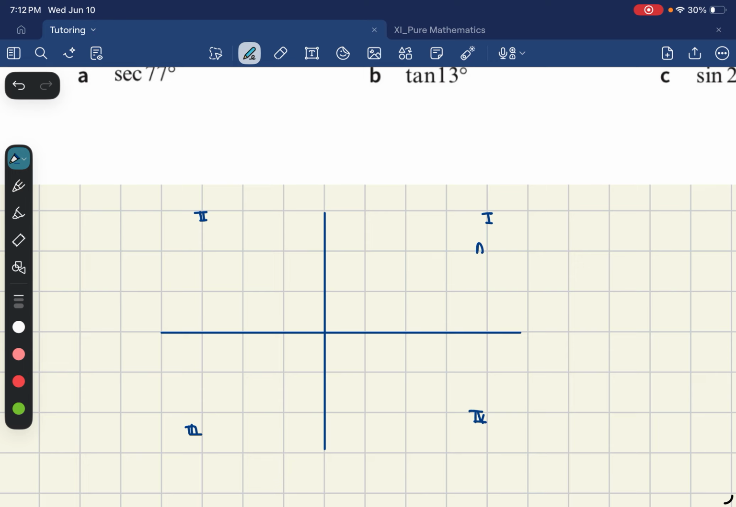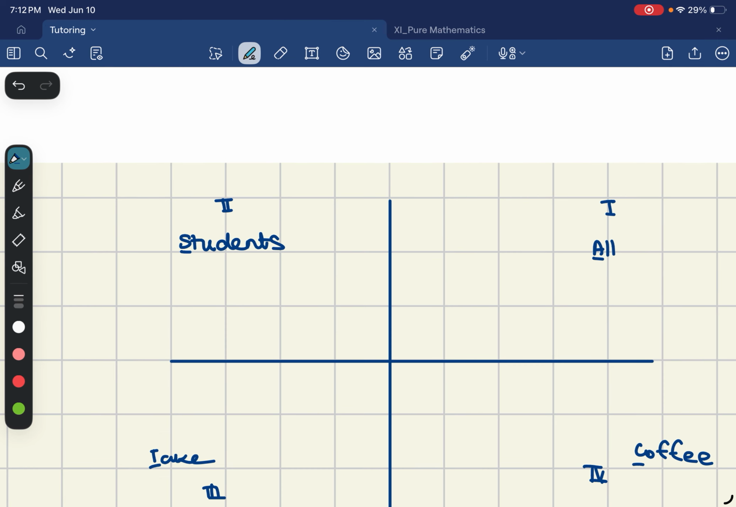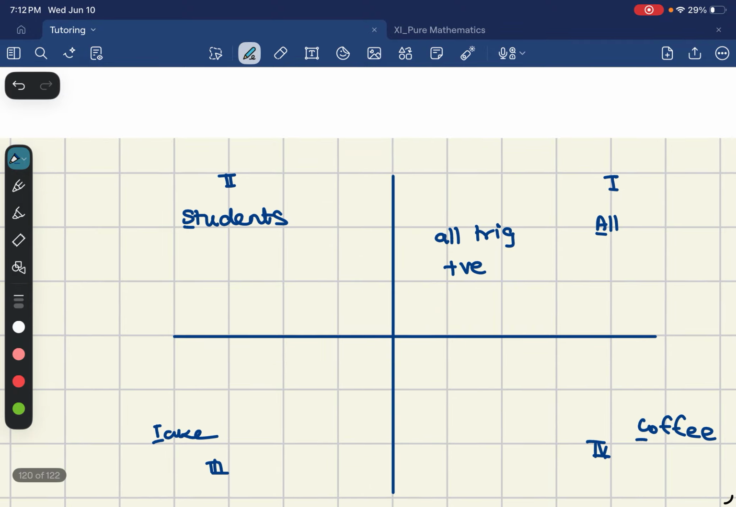And now in the first quadrant, you want to remember all students in the second quadrant take coffee, something like that, any acronym. But ASTC, these are the important terms. Why? All trig ratios are positive here in the first quadrant. All trig ratios are positive in the first quadrant.